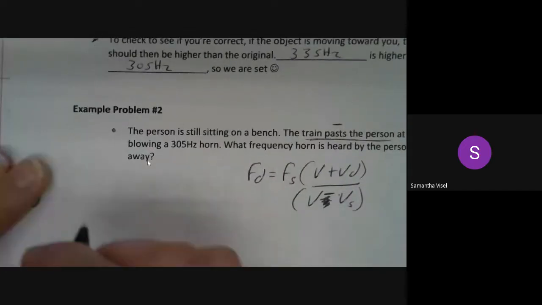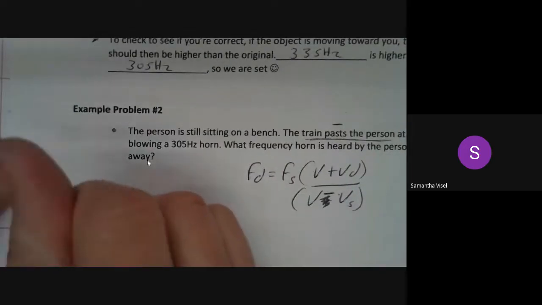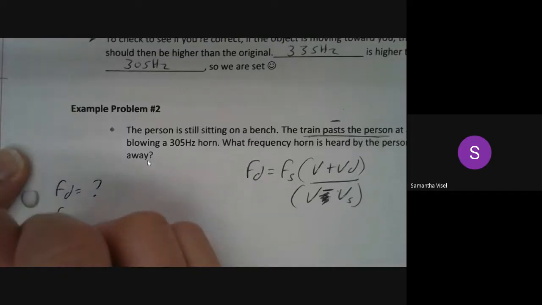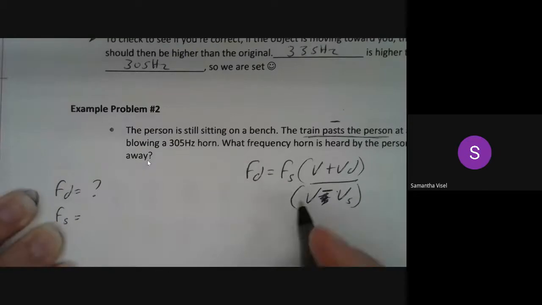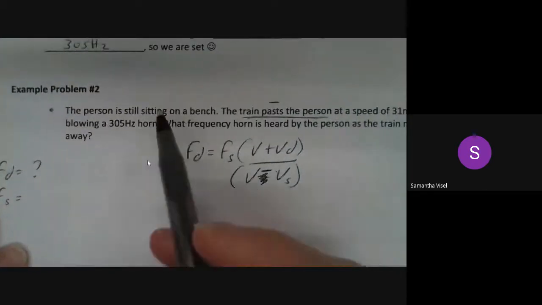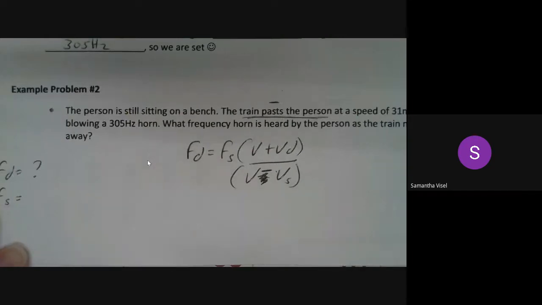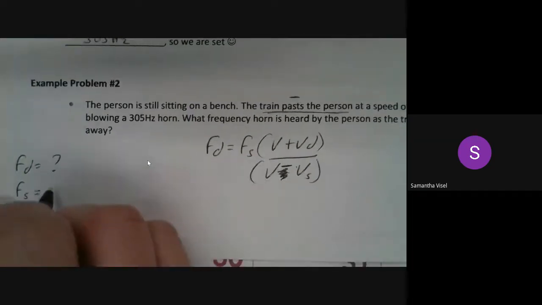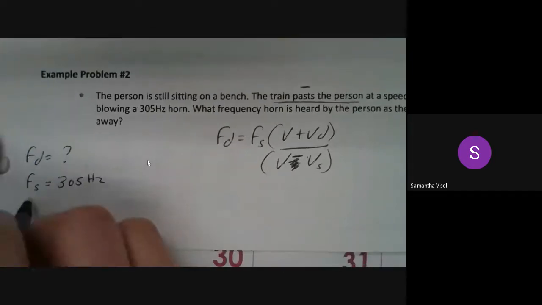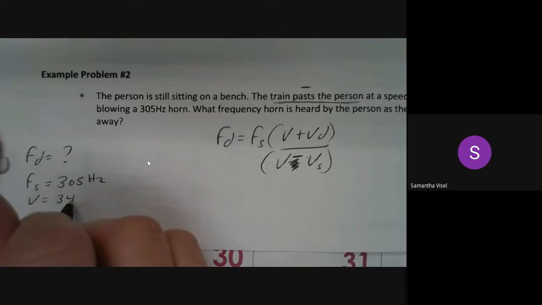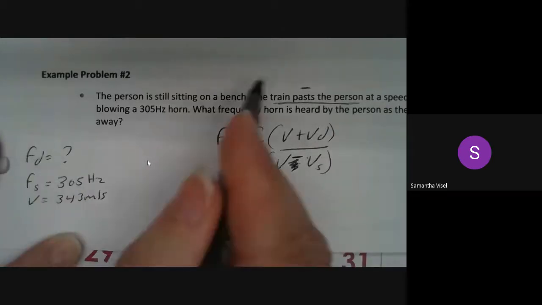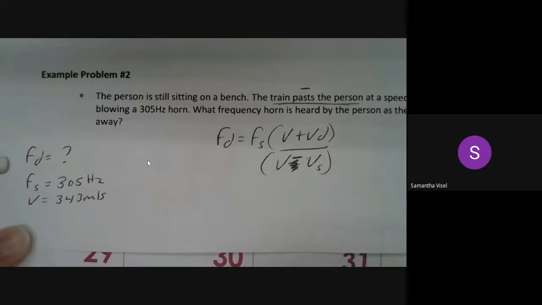So FD is my Doppler frequency. Fs is the frequency of the sound source. In this case, it's the horn still making the sound. So the horn has a frequency of 305 hertz. Speed of sound in air is a constant, 343 meters per second. Even though that's not in my problem, that's there for me to use.